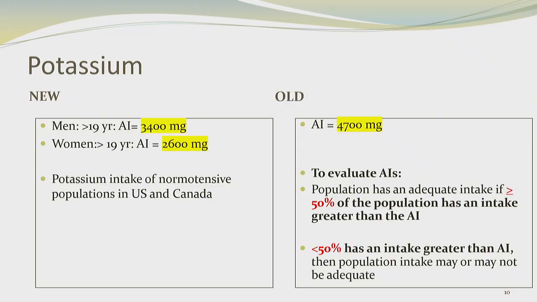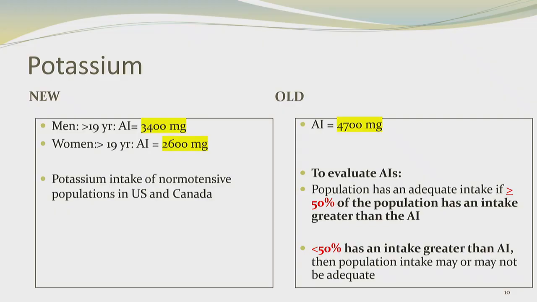So now let us talk a little bit about potassium. So as a result of the literature review that was done in establishing whether we needed a CDRR for potassium, a new adequate intake for potassium was established. So the older adequate intake was quite a high number. It was set at 4,700 milligrams. And the new adequate intake represents the average potassium intake for a population of Americans or Canadians that have normal blood pressures. Okay. So as you can see, the numbers are quite a bit lower than the older number.